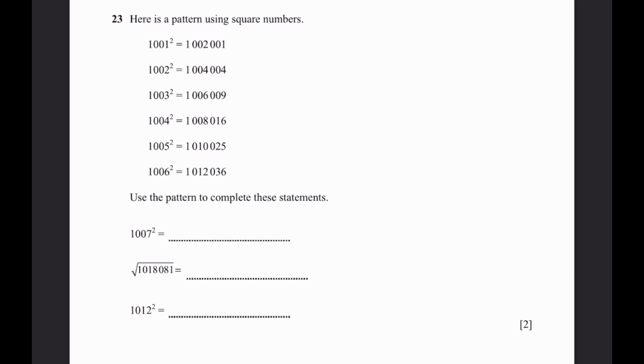So this pattern states 1001 squared. We just take that 1000 here, the first 3 digits, put it there, and then the 4th digit is the last digit multiplied by 2. 1 times 2 is 2, 2 times 2 is 4, 3 times 2 is 6, and so on. And then you put another 2 zeros, and the last digit is the first digit squared.